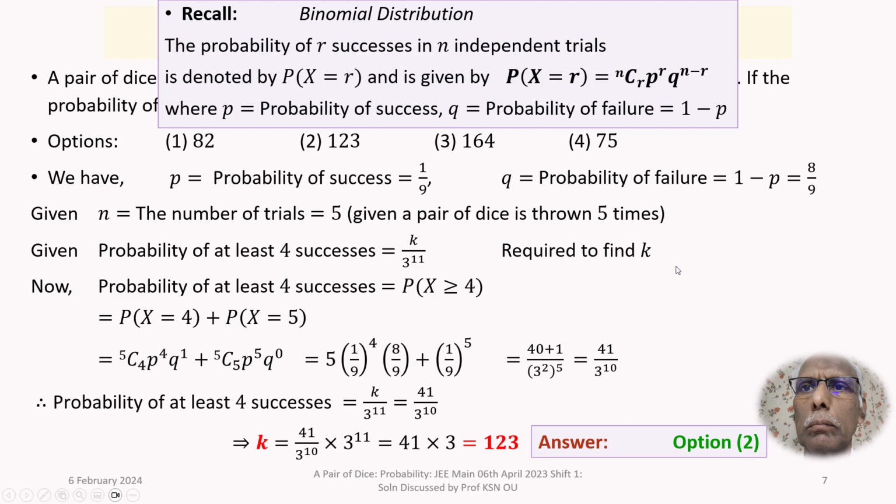Anyway, that is the detailed discussion of the solution of the problem from the section probability, which talks about the probability of throwing a pair of dice to get a success. For a success, there is a definition given in that.